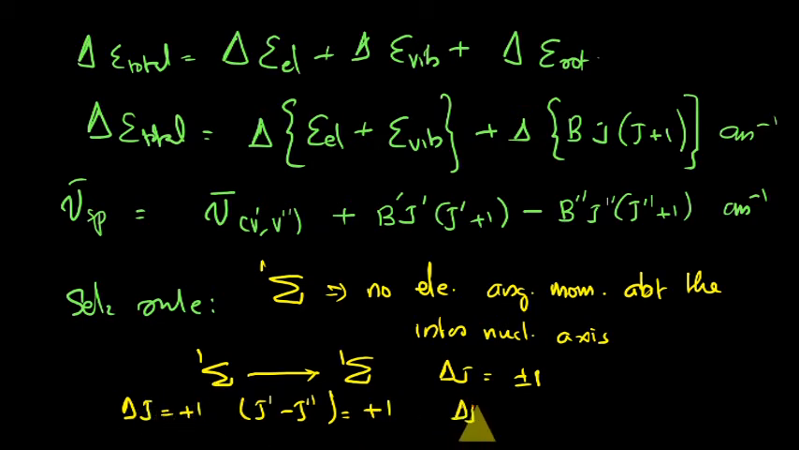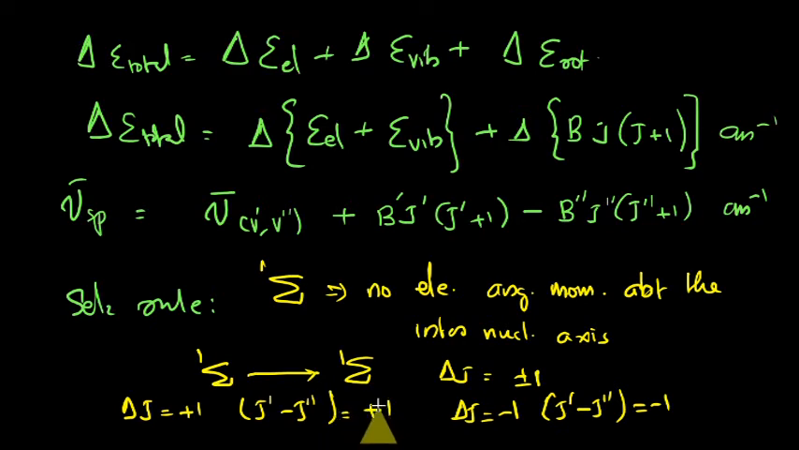And delta J is equal to minus 1 means the rotational quantum number in the upper electronic level, J prime, minus the rotational quantum number in the lower electronic level, J double prime, is equal to minus 1. Then we can say that delta J is equal to minus 1. Only these two types of transitions are allowed. That is the selection rule here if the electronic transition is following the sigma 1 to sigma 1 transition: delta J is equal to plus 1 or delta J is equal to minus 1.